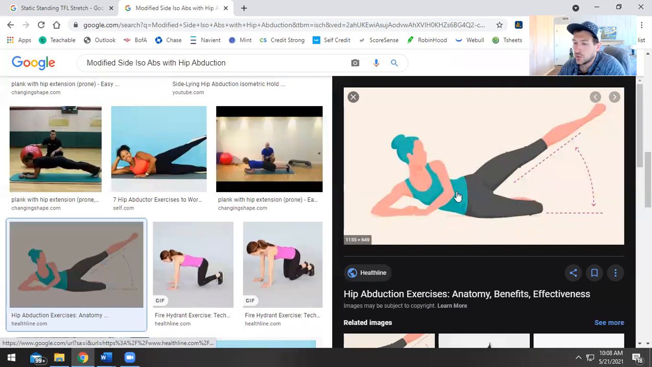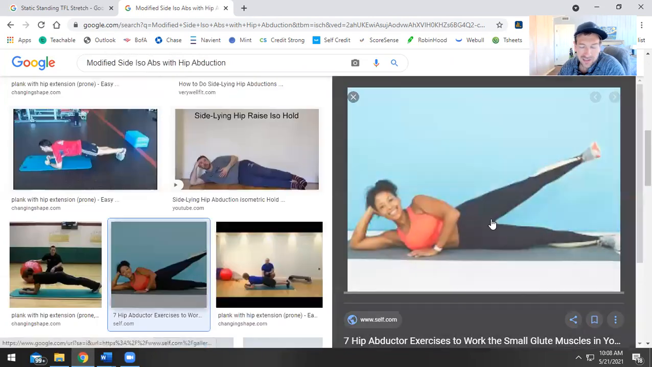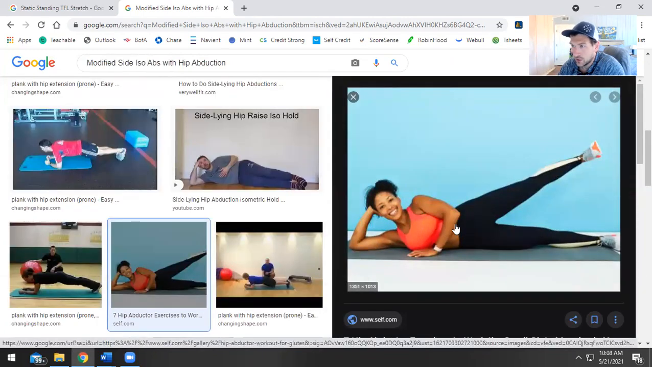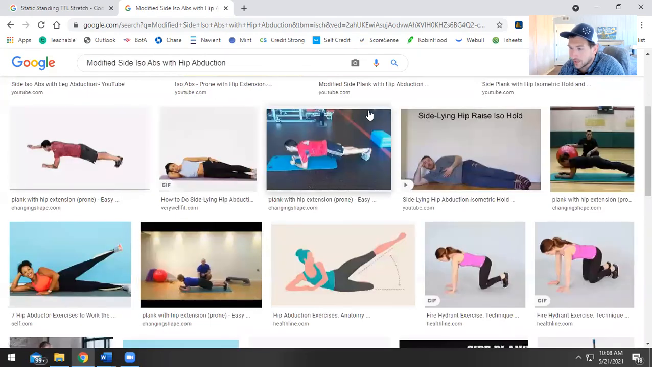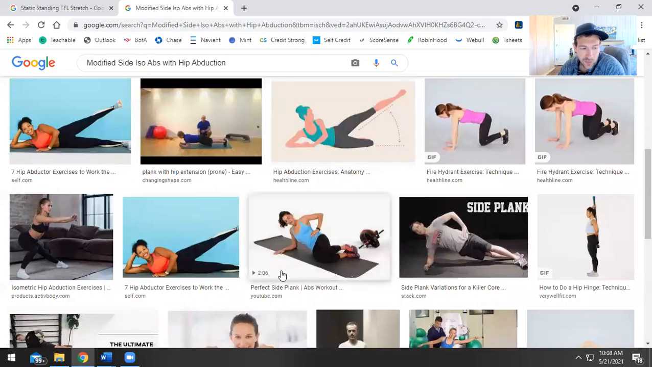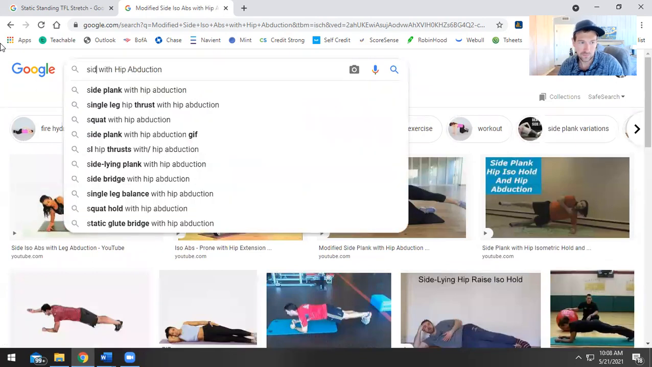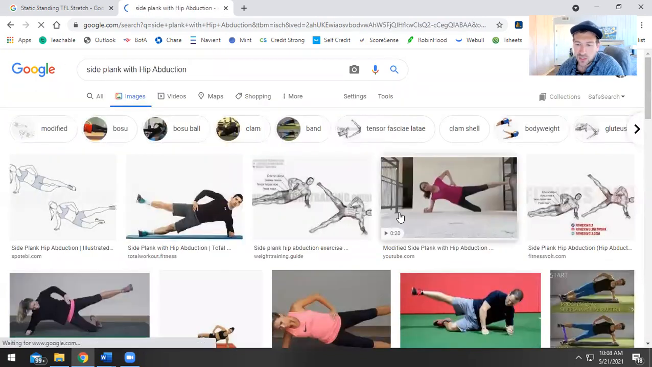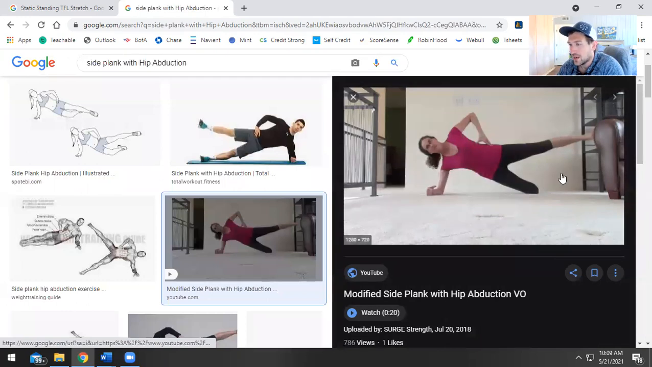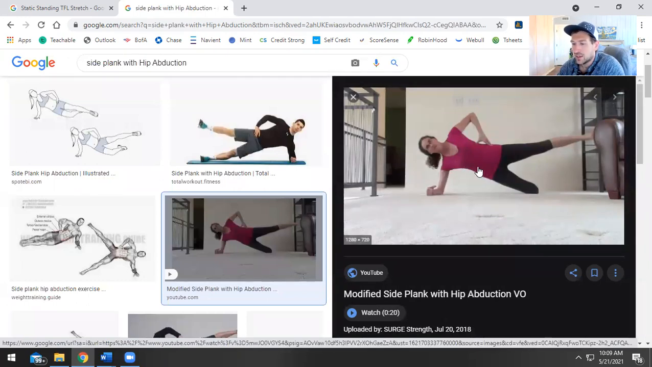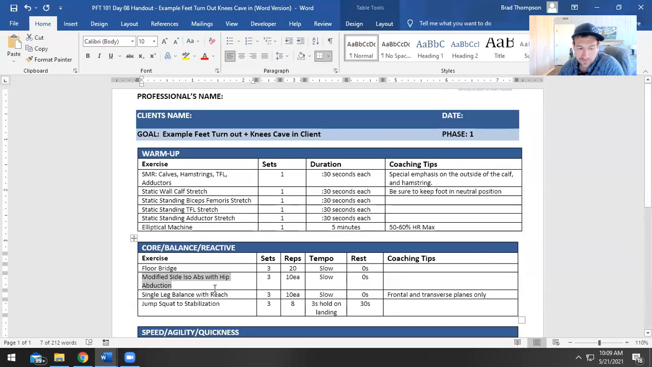Now, there is this version too, but that's not getting very much core work. So I like the modified side iso abs. Like, I don't hate this version, guys. You can totally do this. But I find that with this version here, let's get some core work in there, let's get the abs working, right? So we take our client into a side plank with hip abduction. And that's going to be a little bit better. This version right here, that leg's moving up and down. She's getting a little bit of core stabilization, and she's getting a little bit of that gluteus medius activated, which is one of our underactive muscles.